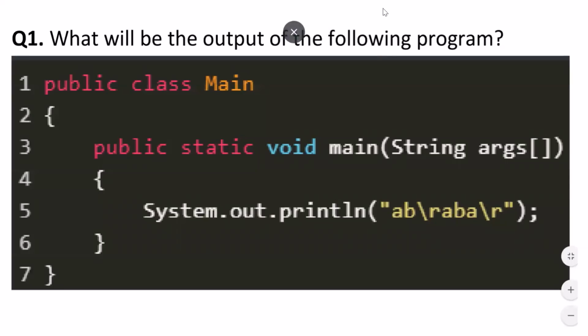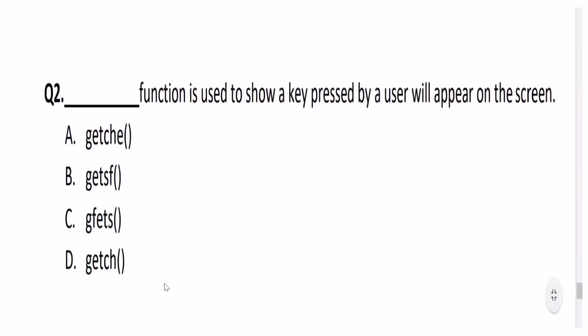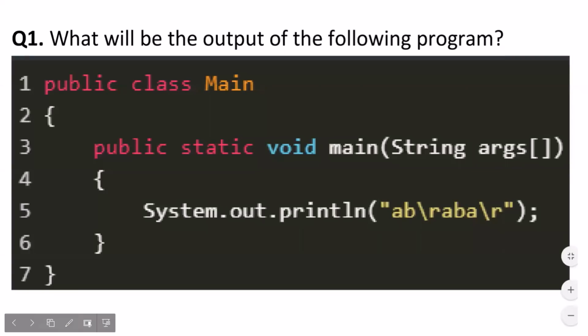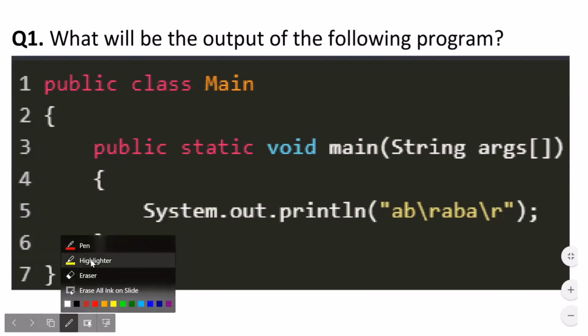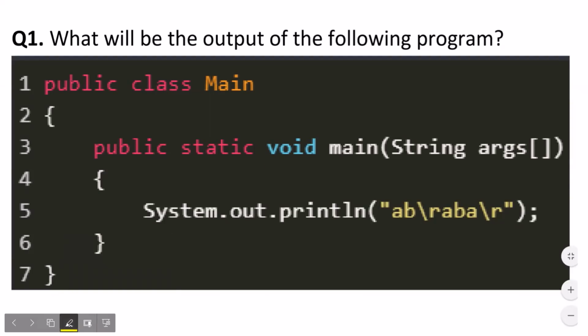Here you can see the question is asking what would be the output. The question seems simple, but here you will encounter this \r. What it does is take the control to the starting of the line. So what will happen: a and b will be printed.